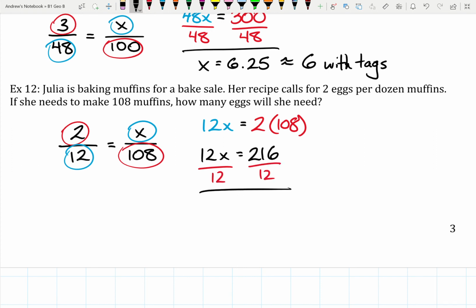So last but not least, we're going to get that x is equal to 18 eggs in order to make 108 muffins. Wow, it's quite a lot of eggs. Can you imagine just putting 18 eggs in a bowl? Anyway, I'm going to stop talking before I get too off topic and drag this out for another 15 minutes, because I'm sure that's what you would all hate to listen to.